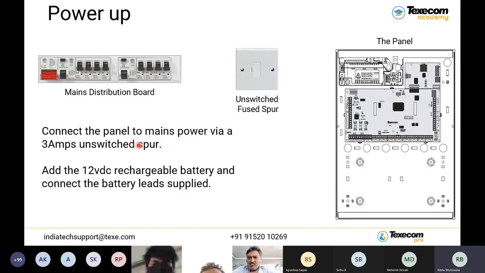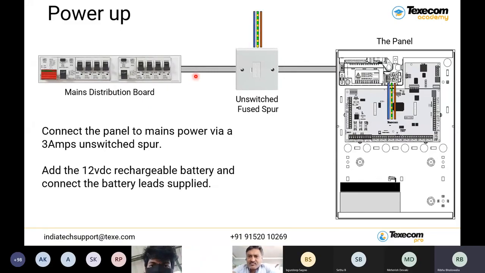So this is what you need to follow. Here, just showing you a little bit about powering up the control panel. From the main switchboard, you just take the wire and connect to the control panel, and then put the 12 volt 7Ah DC external battery.